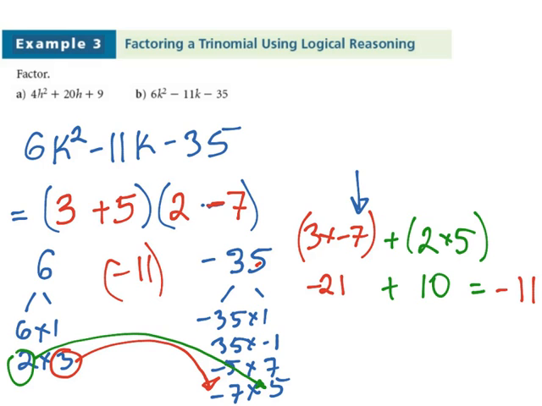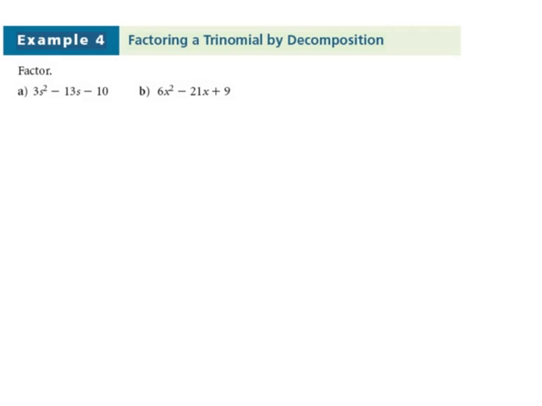Then we fill in the answers with the variable k. And this is our answer. In order for us to check our answers, we need to expand and simplify, and we will get 6k squared minus 11k minus 35. Another way to solve factoring problems, if you don't like logic reasoning, is to solve factoring by a form of decomposition. I'm going to be using decomposition to answer these two factoring problems.